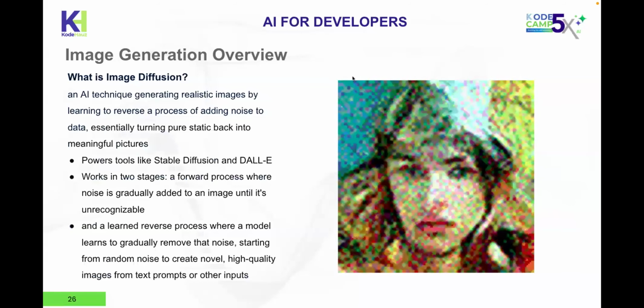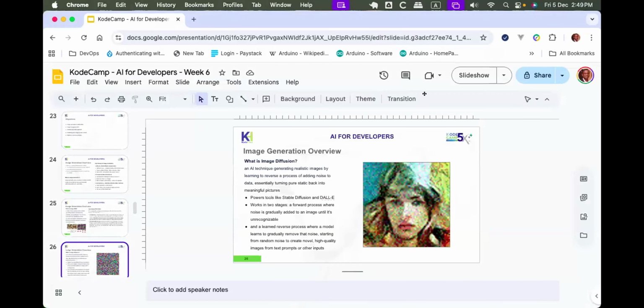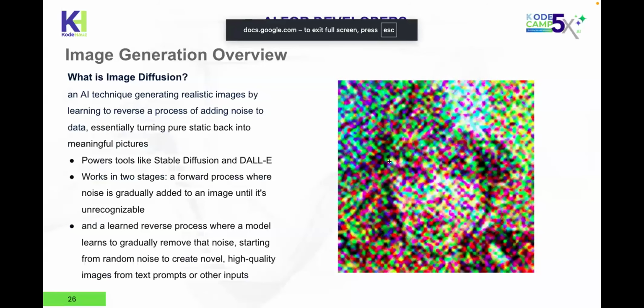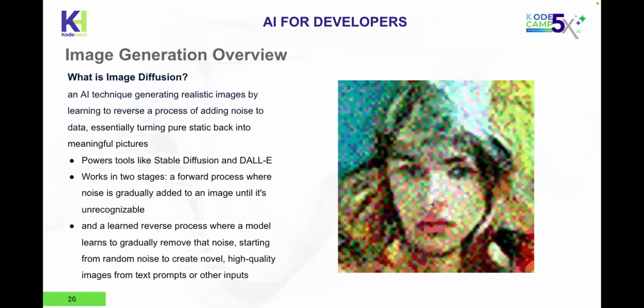Then the second method is the image diffusion. So if you looked at this when I came into this slide, you see that you started from a noisy image. So that first thing that you see there is the noise, right?